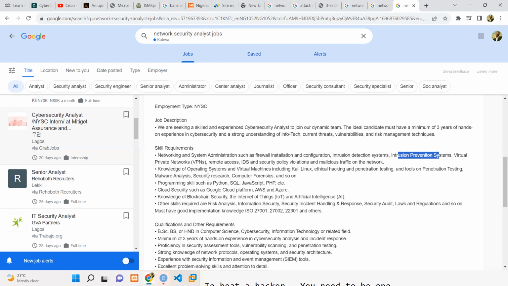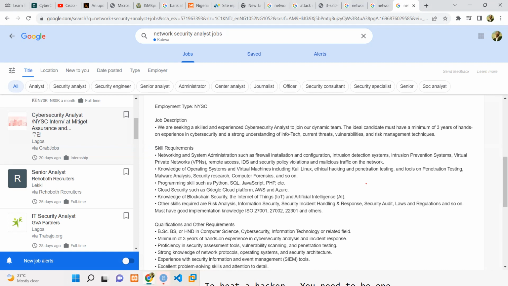Malware analysis, security research. Are you there? Are you seeing that? That's what you're learning now. So programming skill sets: Python, SQL, JavaScript, the cloud.